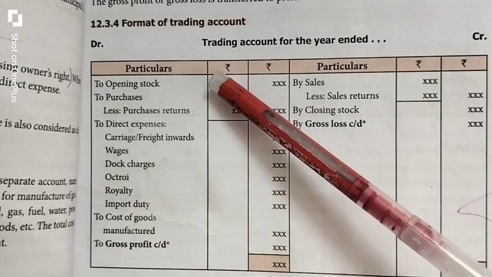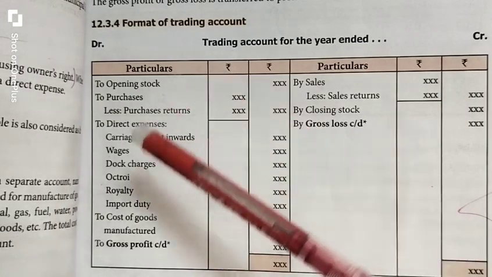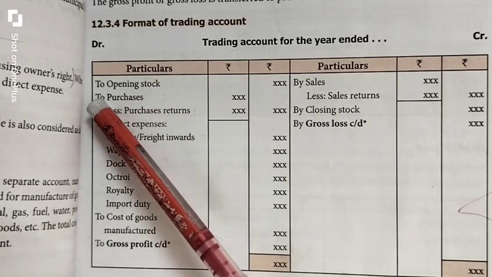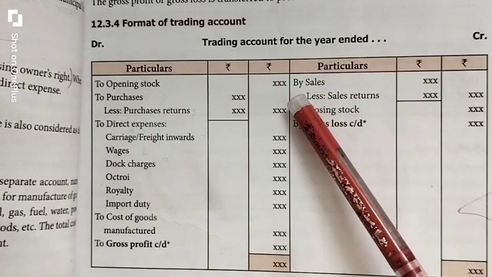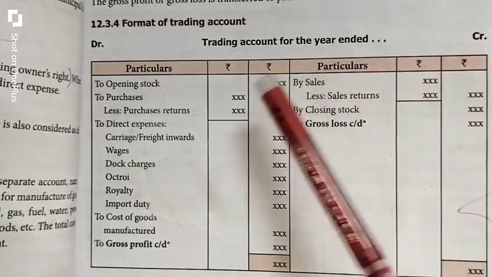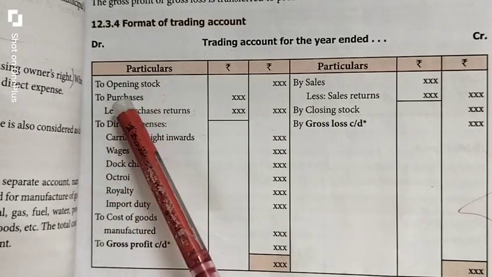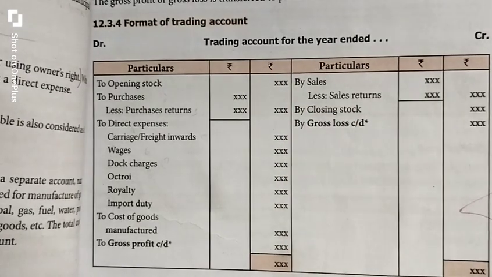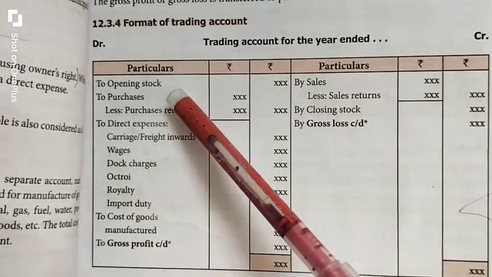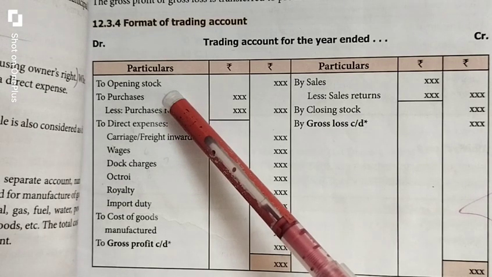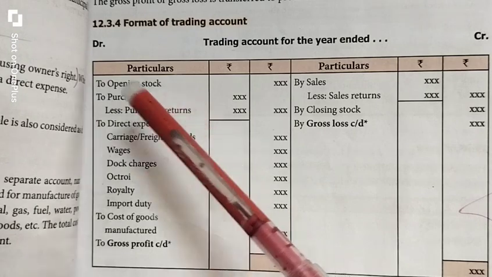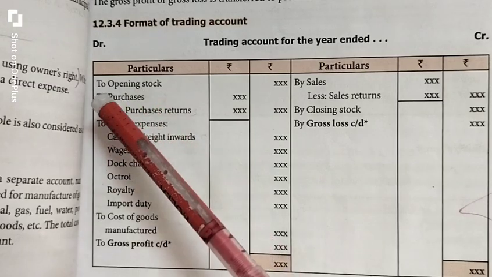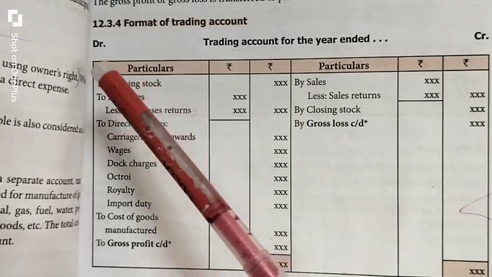What are the items shown on the debtor side of the trading account? Opening stock. Listen, we always start with the word 'To' on the debtor side and we always start with the word 'By' on the creditor side. First we start with opening stock on the debtor side of the trading account. What is the meaning of opening stock? Opening stock means the stock of goods remaining unsold at the end of the previous year, which is the opening stock of the current year. So we always start with the opening stock on the debtor side of the trading account.